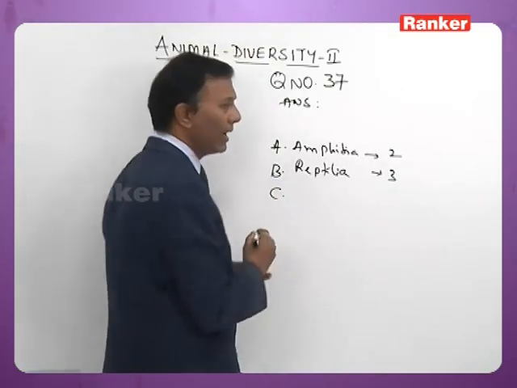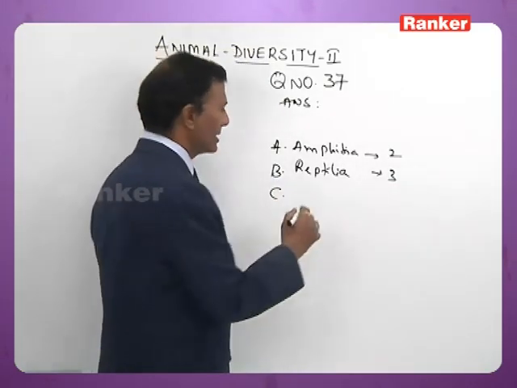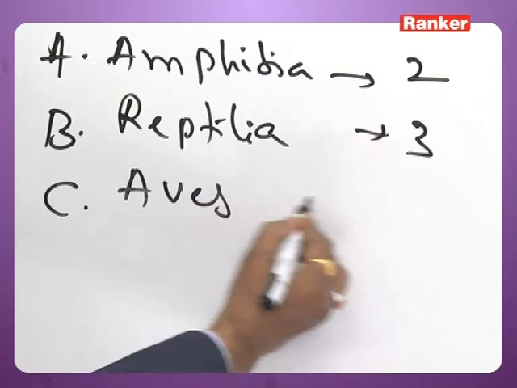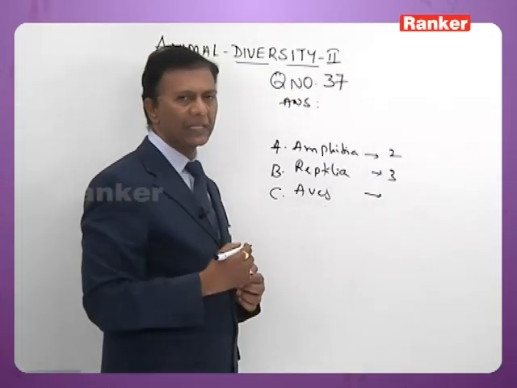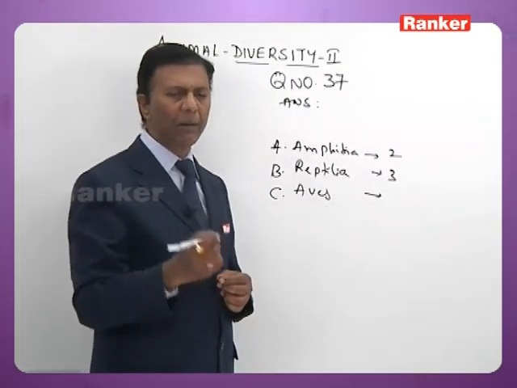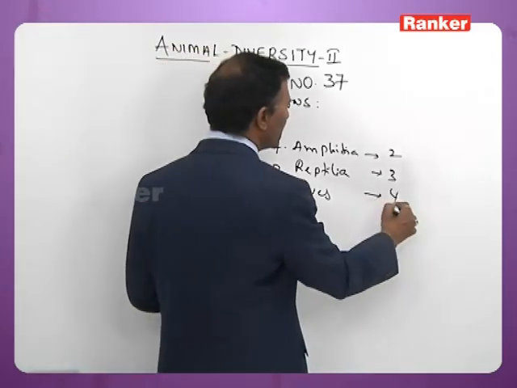The next, C, Aves. Aves are feathery bipeds, you know. Feathery bipeds is given there. So fourth option is correct, you know.